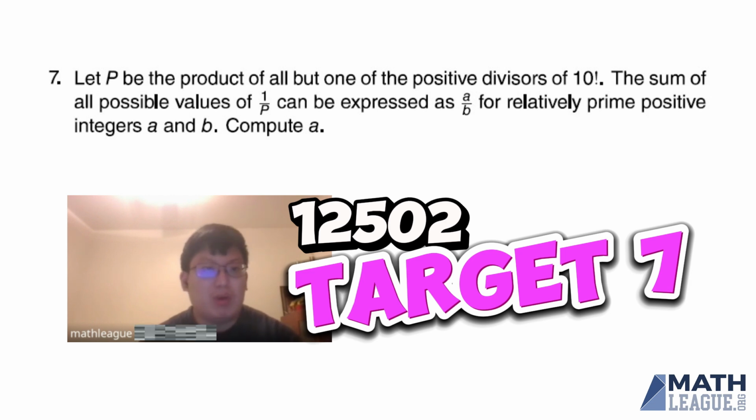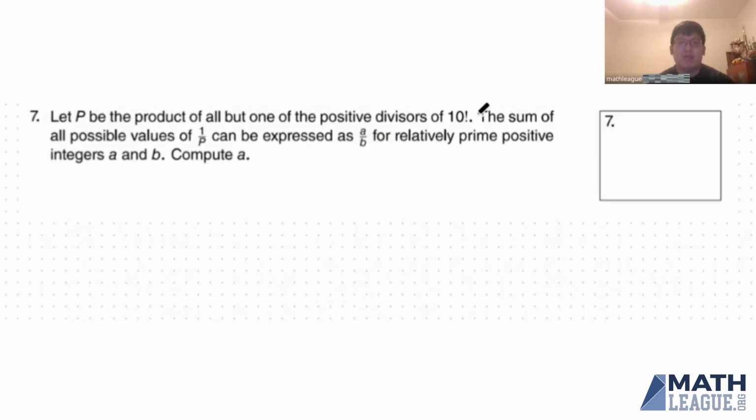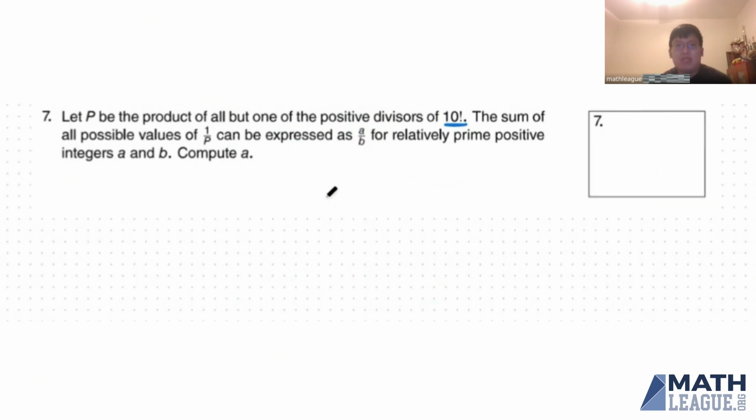Let P be the product of all but one of the positive divisors of 10 factorial. The sum of all possible values of 1 over P can be expressed as A over B for relatively prime positive integers A and B. Compute A. Now, at first glance, you might say, why is it not compute A plus B? Well, we'll take a look at why it's not compute A plus B.